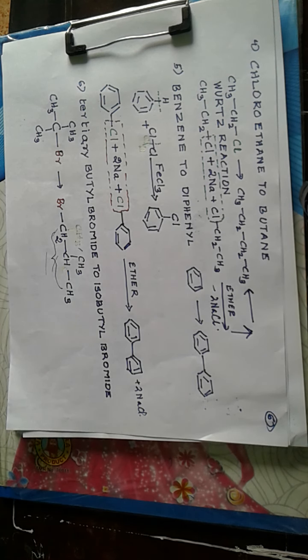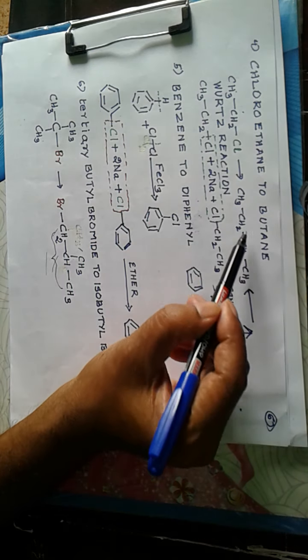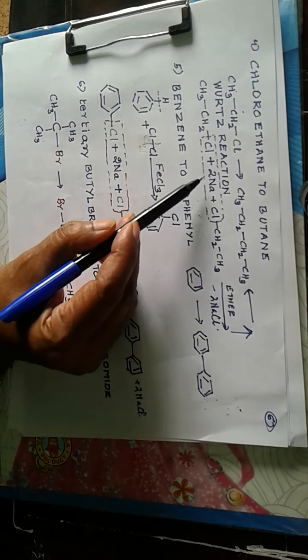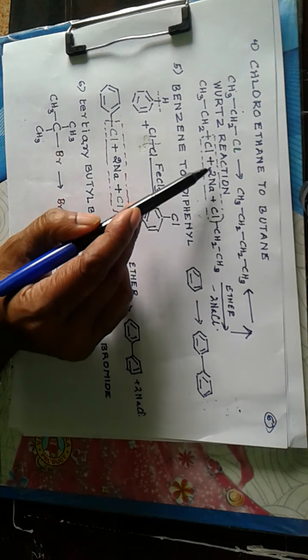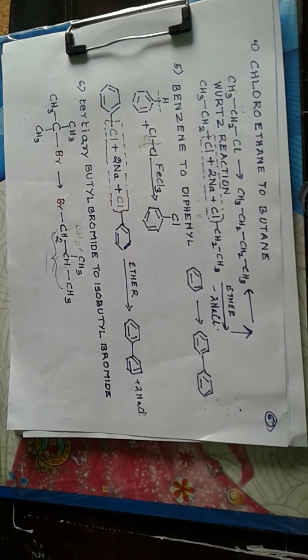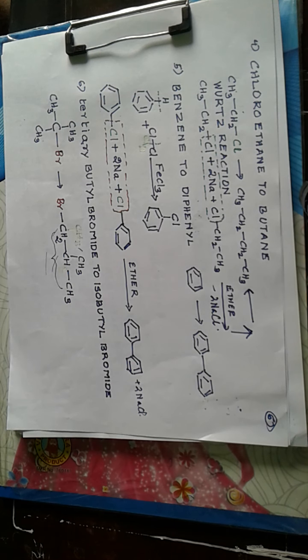Then chloroethane to butane. So chloroethane is also called ethyl chloride, containing only 2 carbon atoms, whereas butane contains 4 carbon atoms. So to double the number of carbon atoms, the reaction used is the Wurtz reaction. So you take 2 molecules of ethyl chloride and 2 Na, removal of NaCl, CH3, CH2, CH2, CH3, that is butane, is formed. The reaction is conducted in ether medium, so that is the Wurtz reaction.